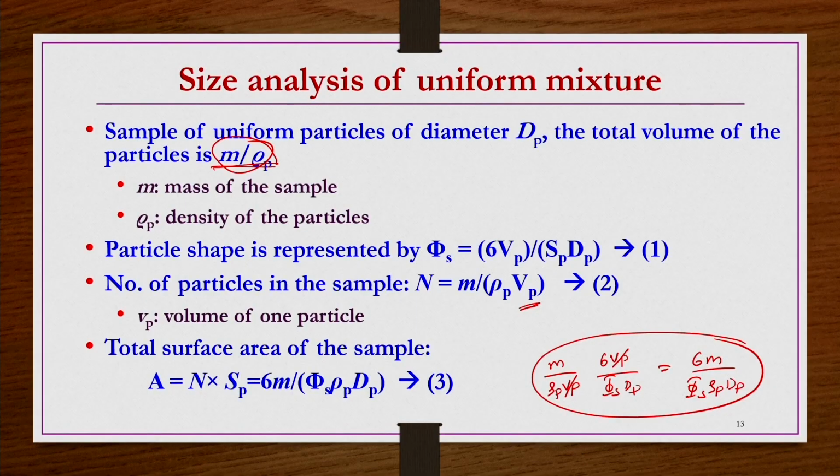This is true only for the uniform mixture, but for the non-uniform mixture we are going to use it as a basis for each individual fraction, because after doing the screening, whatever sample you have on each screen increment is assumed to have a uniform size, right. So the individual fraction that you get on each screen is a kind of individual uniform mixture, then you apply this principle and add them together to get the total surface area of the sample. So, the size analysis of uniform mixtures is what we have done today, and in the subsequent lecture we will be doing the size analysis of non-uniform mixtures.